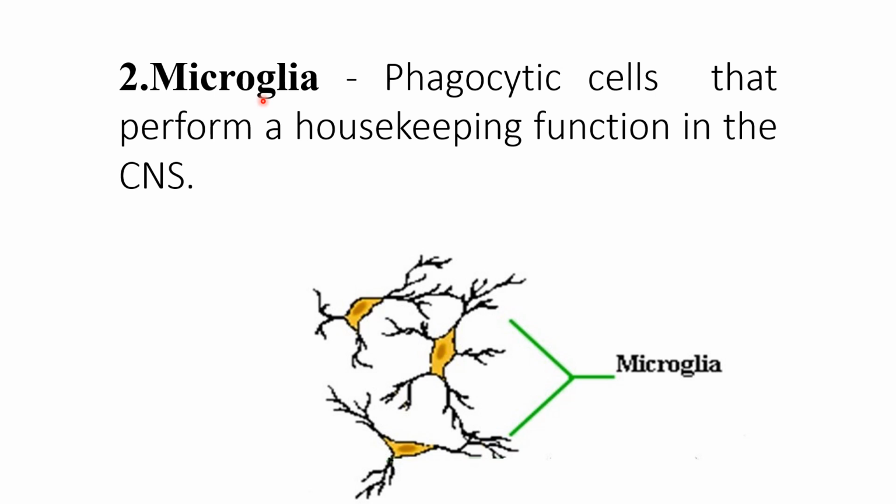Second, neuroglia in the CNS is microglia. They are phagocytic cells and perform housekeeping function. This is the structure of microglia which you have to draw.